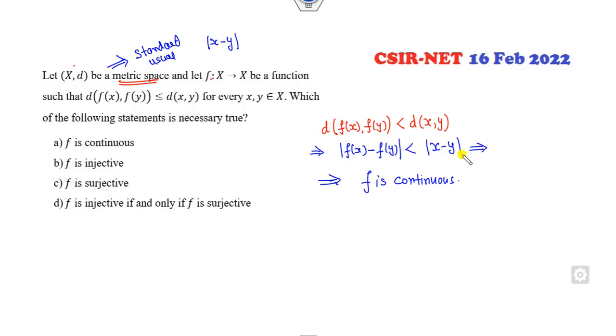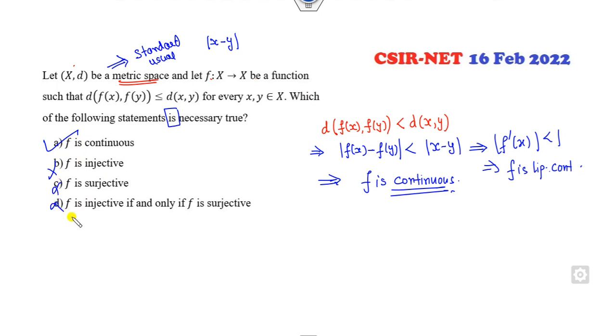Why? It's very simple. It means f dash of x is less than 1. That means f satisfies Lipschitz continuity. If f is Lipschitz continuous, it means f is continuous. So f is continuous is the correct answer. Because it's a part B, only one correct option is there, so the rest of the options are cancelled out. Moreover, you can easily prove that f is not injective. You can choose any 2 points with a very minute difference between them, and still the values are not the same. So the right option is A.